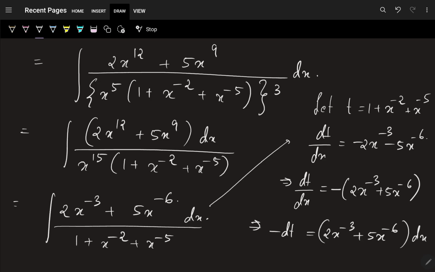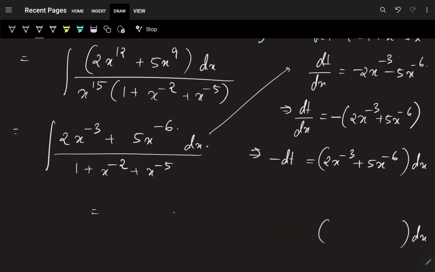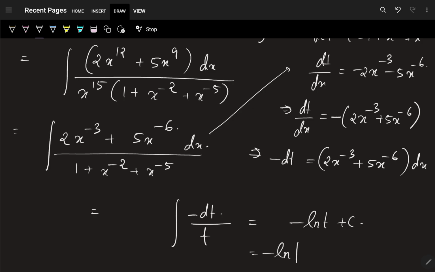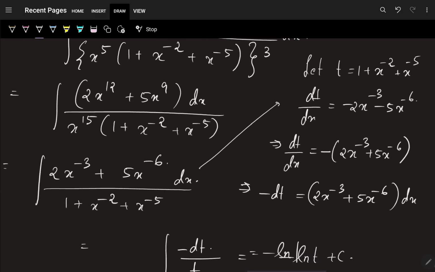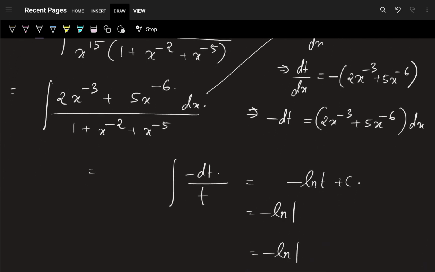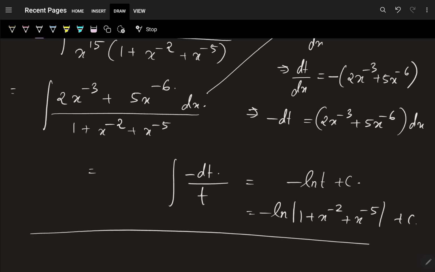So my integration is going to become what? This will become integration minus dt upon t. So this is minus ln t plus c. This is minus ln. What is t? t is 1 plus x to the power minus 2 plus x to the power minus 5. So minus ln 1 plus x to the power minus 2 plus x to the power minus 5 plus c. Okay.